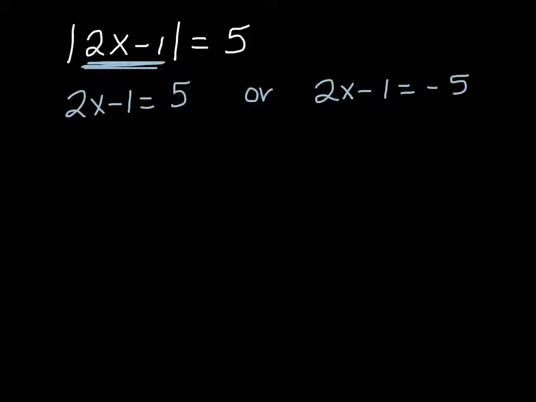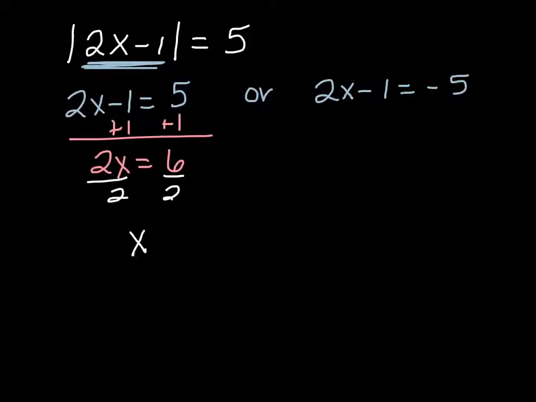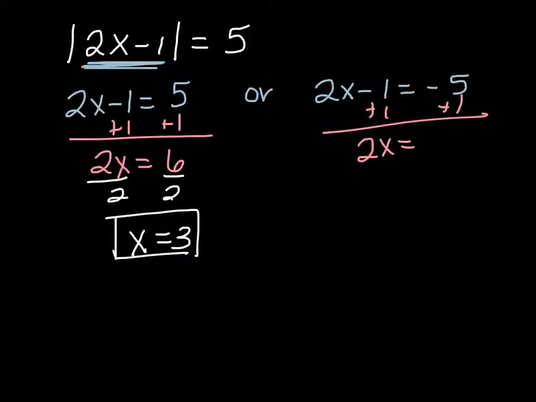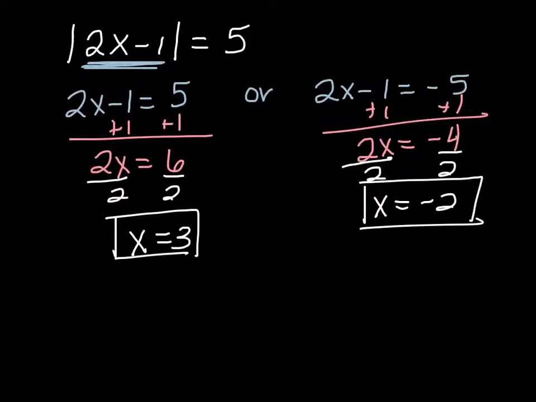Now all we have to do is solve. So we'll solve each one. I'm going to add 1 to both sides. So 2x equals 6. Then I'm going to divide by 2, and x equals 3. There's one solution. I'm going to add 1 to both sides. So I have 2x equals -4. Divide both sides by 2, and x equals -2. So what's boxed is my answer.